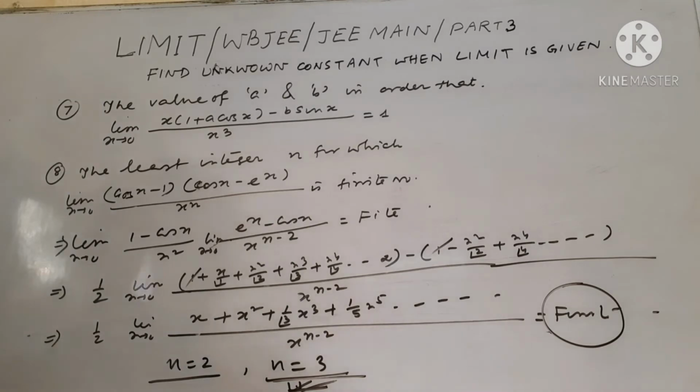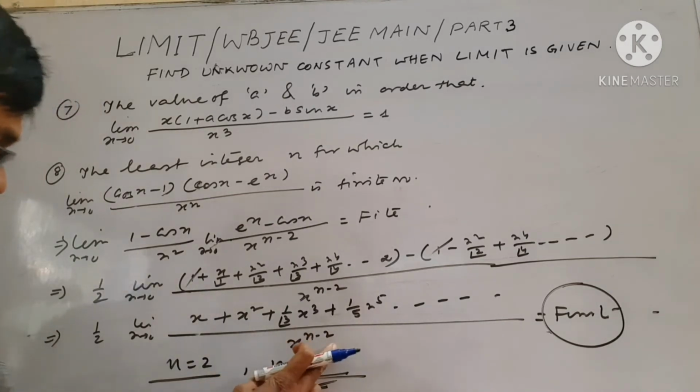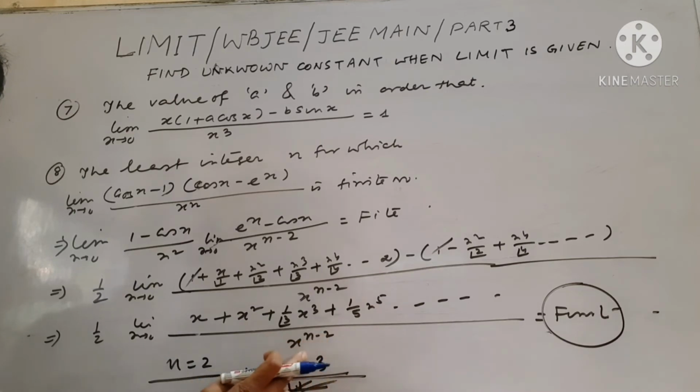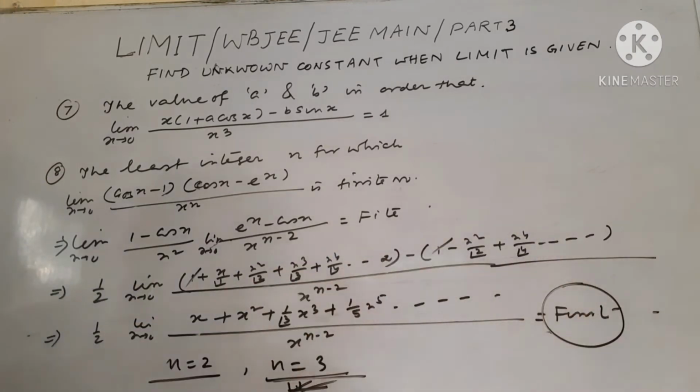So look again, if n equals 2, then it is x to the power 0. X to the power 0 is 1. So this is 1 and the numerator is 0. So the value is 0.